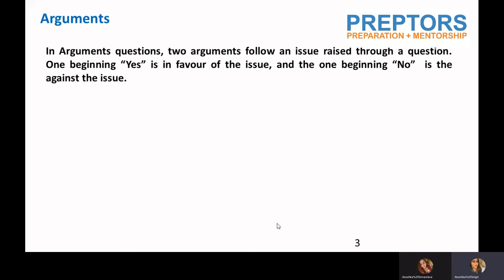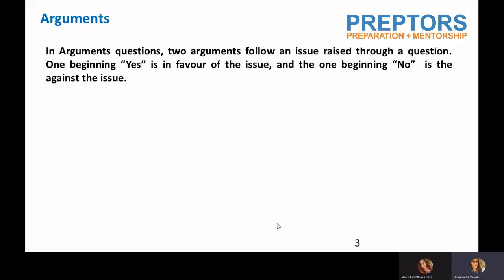So, arguments questions basically have two arguments that are given. Two arguments are given in front of us, and that has an issue which is raised through a question, right? So we have a debatable topic which is given to us. Now this debatable topic has two arguments. The first argument, which begins in yes, obviously is in favor of the issue, and the one which begins in no will be against the issue, right? So we will have a debatable topic with two arguments. One beginning in yes will be in favor, the other beginning in no will be against the issue.